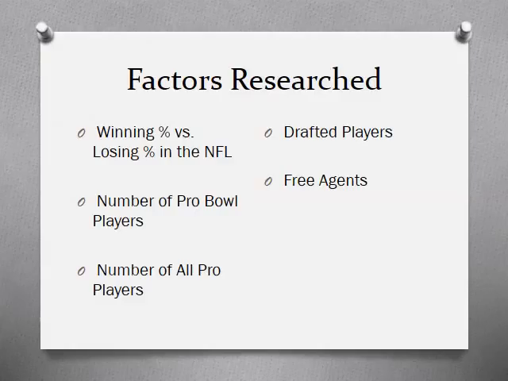After making our master database, we next broke this master database down and compared every NFL team on the following factors: winning percentages versus losing percentages in the NFL, the number of Pro Bowl players, the number of All-Pro players, the number of drafted players, and the number of free agent players per team. Next, we will describe the methods that we use to analyze these factors.